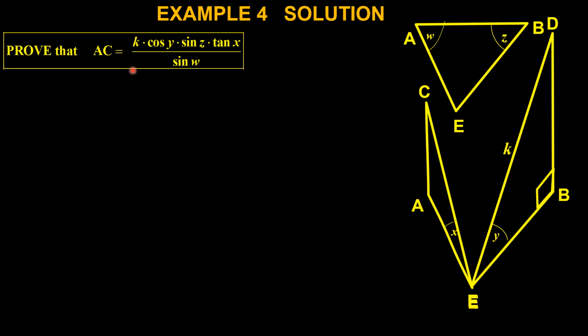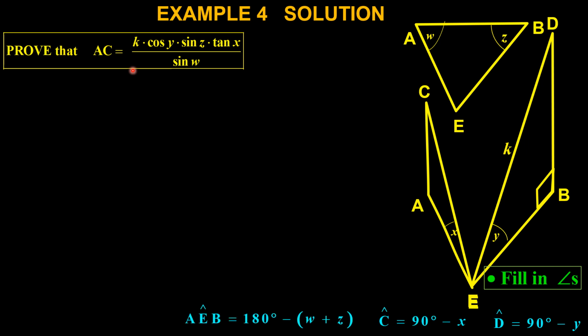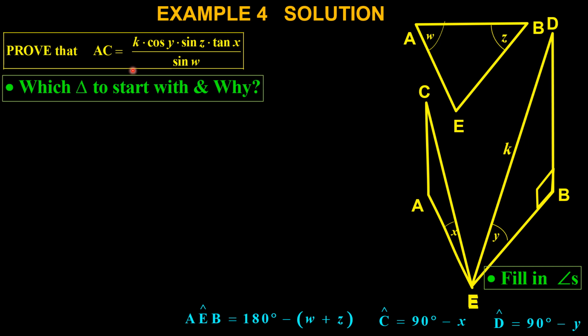So let's see now. We fill in some possible angles. Angle D can easily be worked out: 90 minus Y. Angle C can be calculated: 90 minus X. And AEB can be calculated: 180 minus W plus Z. So this angle fits in there, angle C goes there, and angle D goes there.